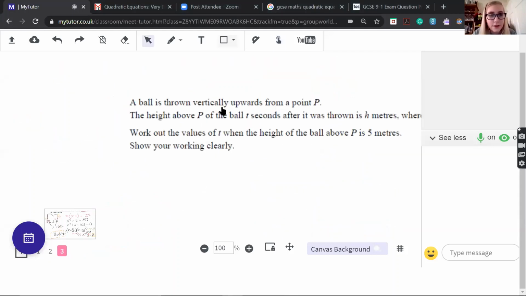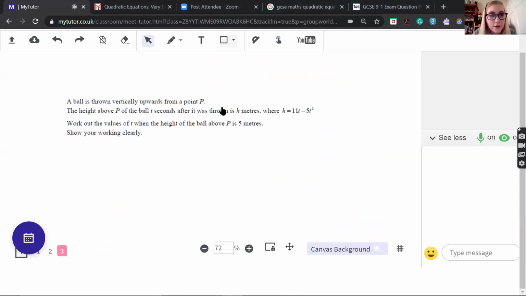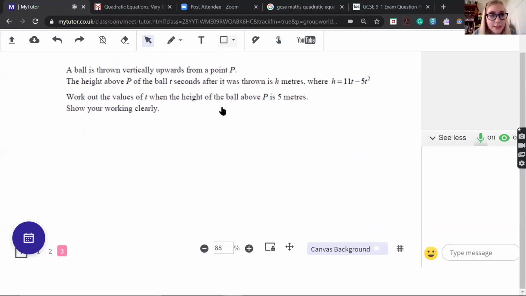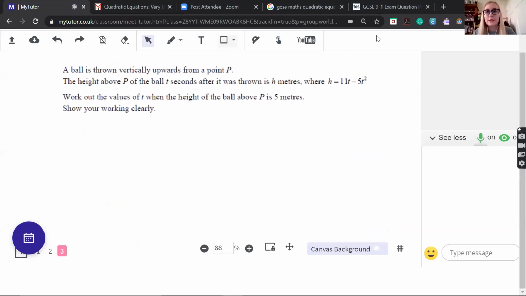Right. Write this question on here. So this is, as you'll notice, much more of an exam style question. A ball is thrown vertically upwards from a point P. Oh God, it already feels like an exam hall, doesn't it? The height above P of the ball t seconds after it was thrown is h in meters.